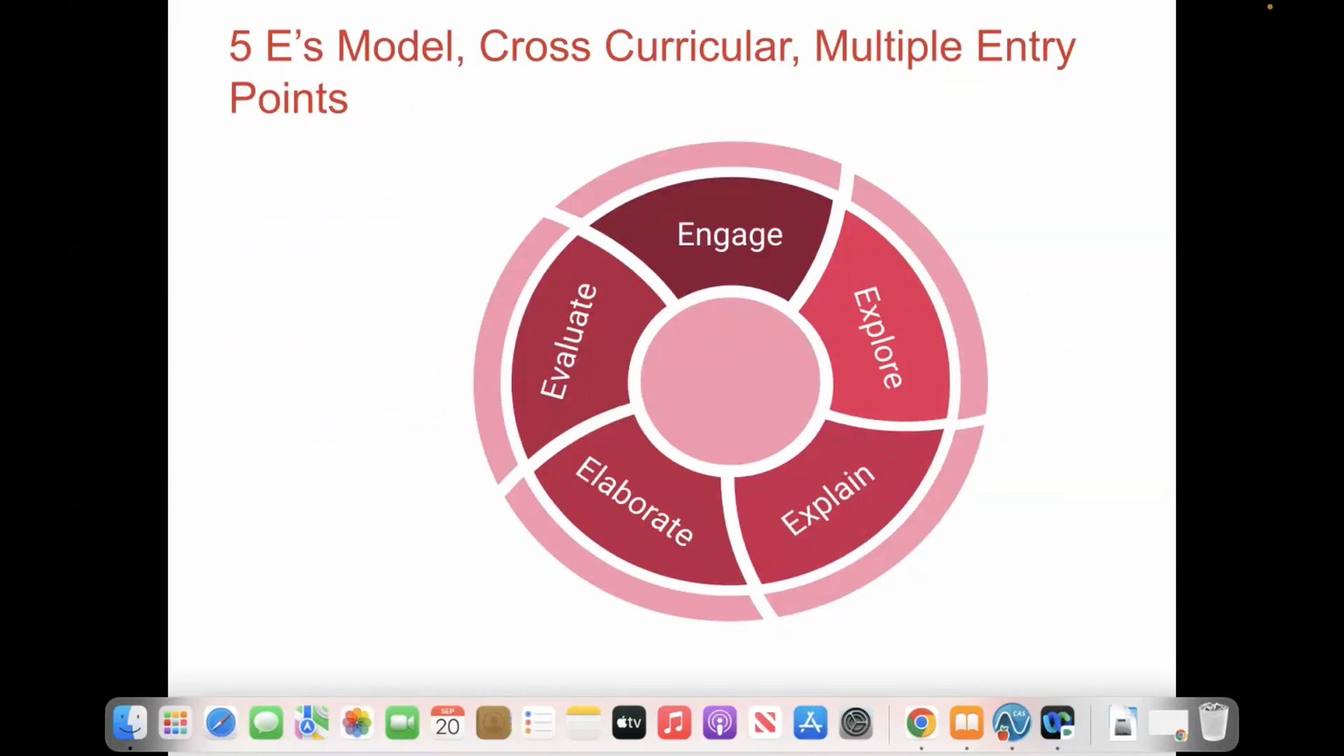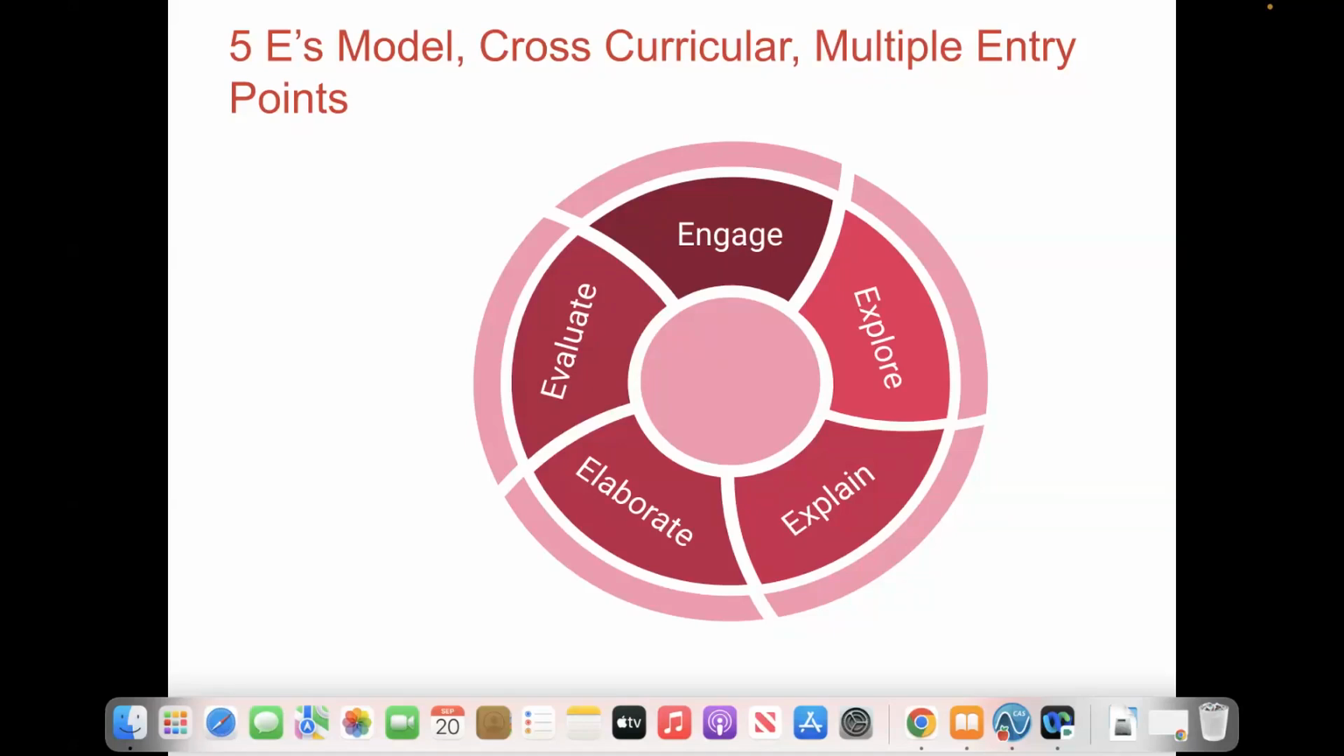The engaging piece is obviously getting the students excited and interested in whatever the content is that we're going to be talking about, and then giving the chance to explore some information about that topic once they have been hooked into it. Explaining then is for students to be able to, after they have experienced a phenomenon, seen a demonstration, done a lab, some combination of those, come up with some explanations of what they've seen and why they think that's happening.